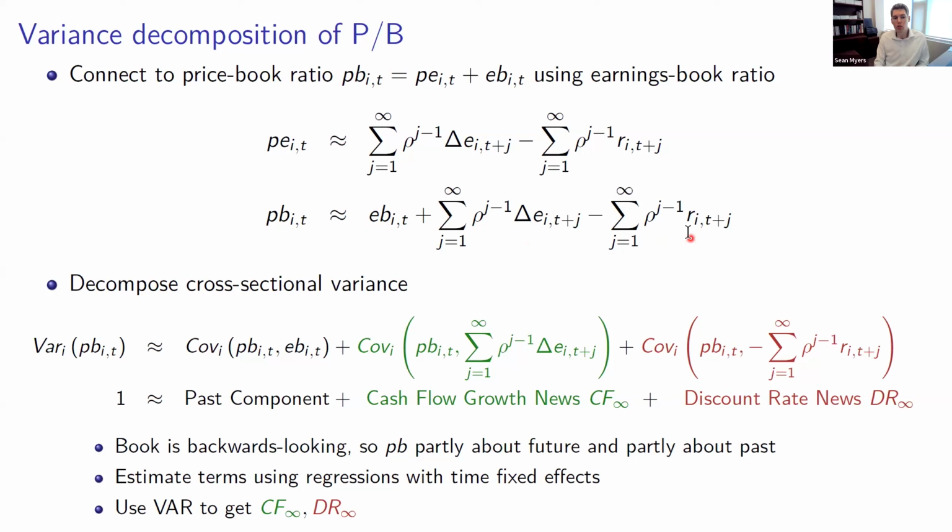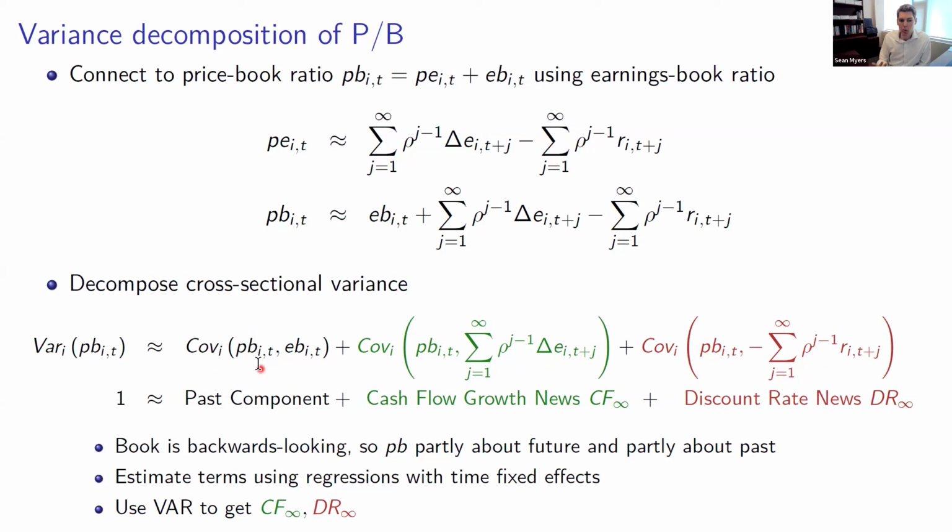We can then do a similar cross-sectional variance decomposition where variation in price book ratios has to be due to a high price book ratio being related to current earnings to book ratios, a high price book ratio predicting future earnings growth, or a high price book ratio predicting lower future returns. And the main point I want to emphasize here is that there may be variation in price book ratios that's not related to future earnings growth or to future returns. So compared to the last decomposition, we essentially pick up this extra component here that's not informative about any of the future objects.